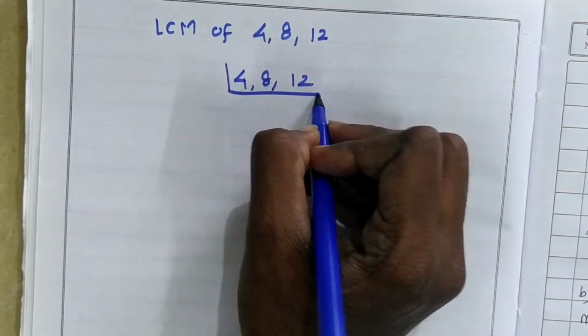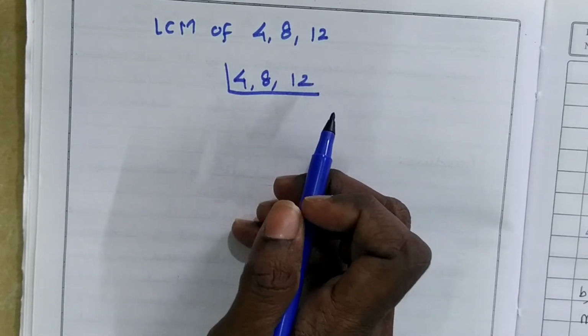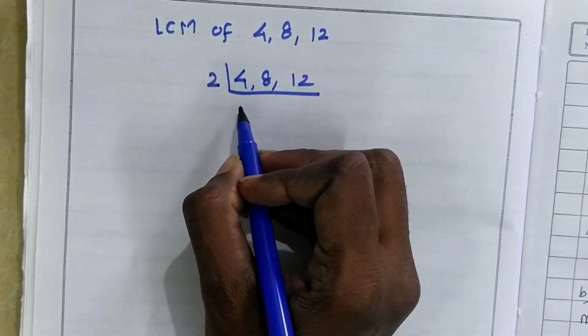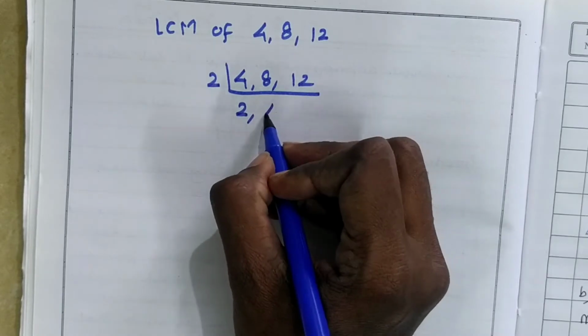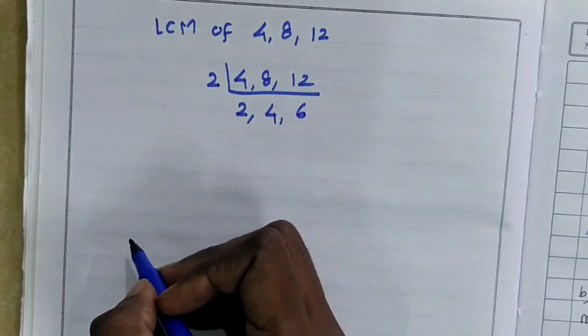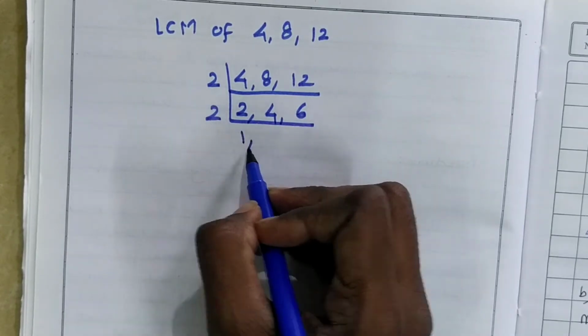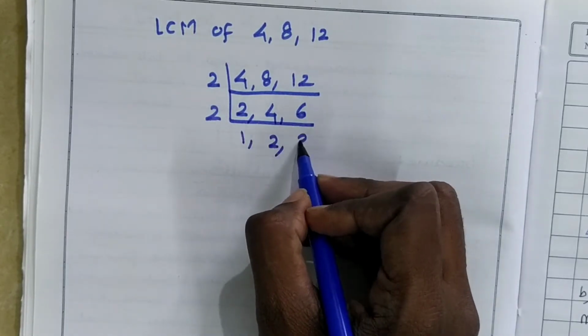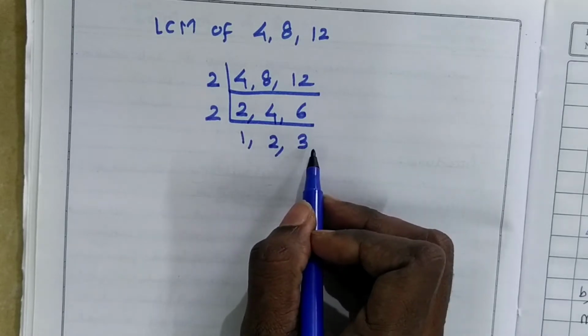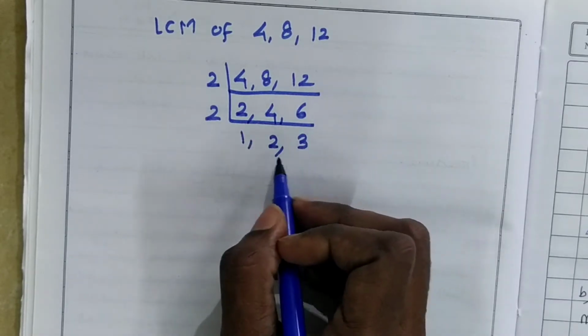4, 8, 12. First we have to check which table it will go. Yes, 2 table. So 2 2s are 4, 2 4s are 8, 2 6s are 12. Again, will it go? Yes, again 2 table. 2 1s are 2, 2 2s are 4, 2 3s are 6. Here you should not stop. Actually in LCM you have to go till 1.